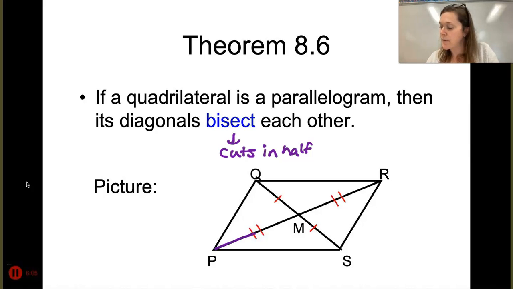So diagonal PR goes from P to R. So we're just connecting opposite angles. When I get those points of intersection, they're going to cut each other in half. So that top half of Q to M is going to be the same as M to S. And P to M is going to be the same as M to R.